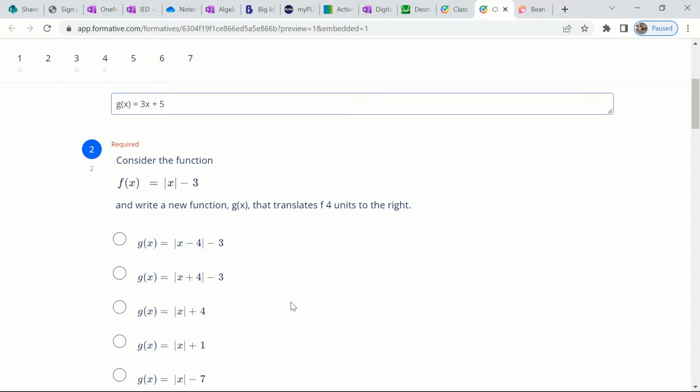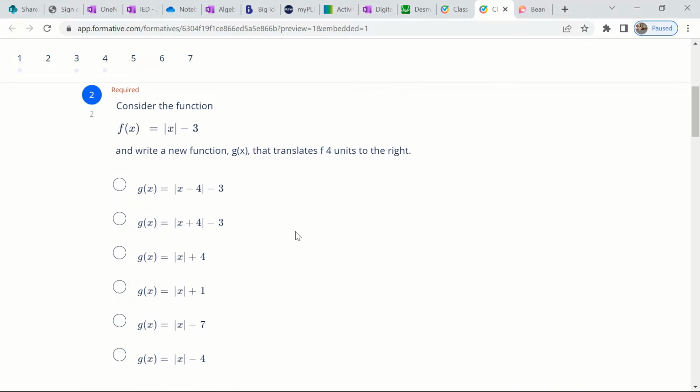Second one is multiple choice. It says, consider the function f of x equals the absolute value of x minus 3. And we want to write a new function that will translate this 4 units to the right. This one is multiple choice. So you need to look at the original function and then think, what is the transformation that will make this go 4 units to the right?